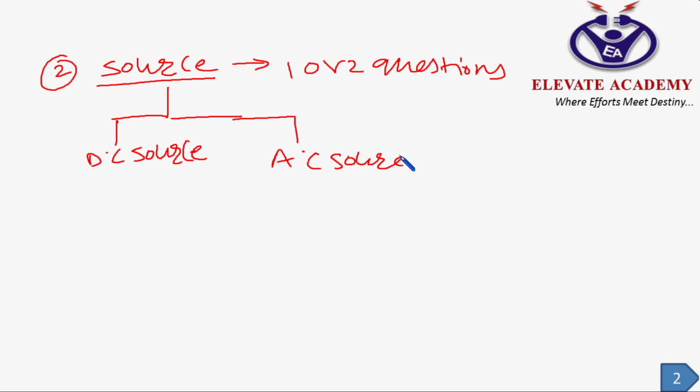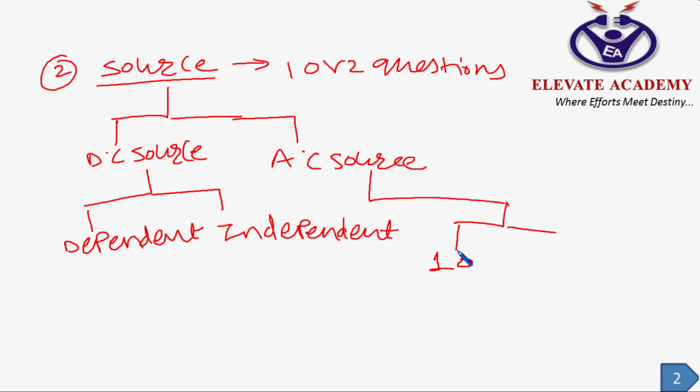The first is dependent source, second is independent source. And AC source, again there will be 2 types of AC source. One is single phase AC source, the other is 3 phase AC source. Now see, particularly in the junior engineer exam, almost the questions may come on the independent sources.